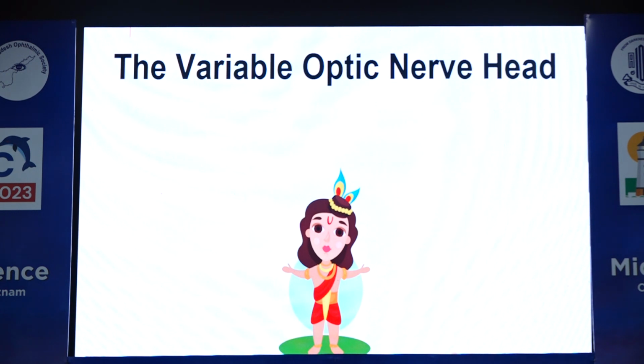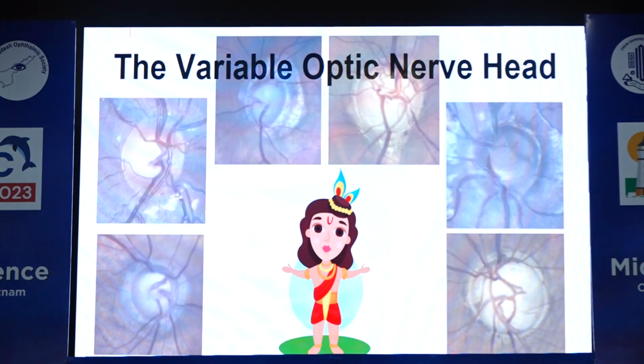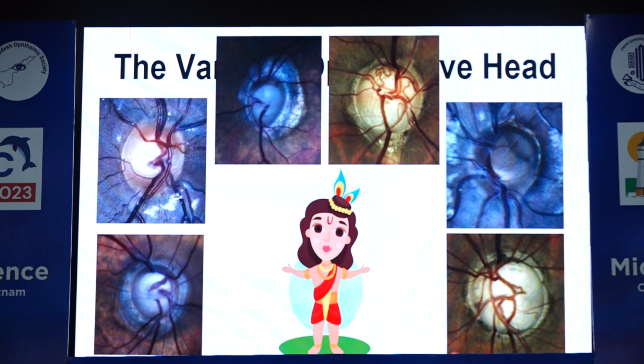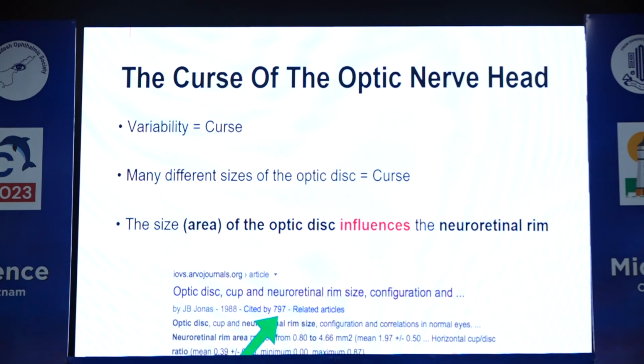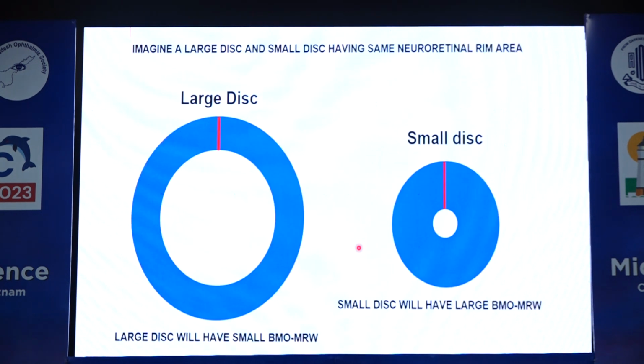Innately, every one of us, just like our fingerprint, we end up having different optic discs. That, my dear friends, is the challenge in glaucoma diagnostics, because we may not be having the same disc. Each one of us may be having a different disc, and God has made us that way. So that is where the curse also lies, because of the variability. Many disc sizes is a curse, because the size or the area of the optic disc will influence the neuroretinal rim. So that is where the game-changing BMO MRW comes in, because see this example, a very practical one.